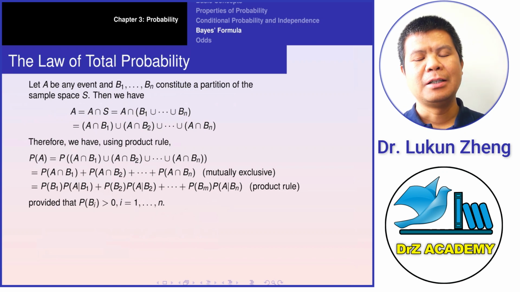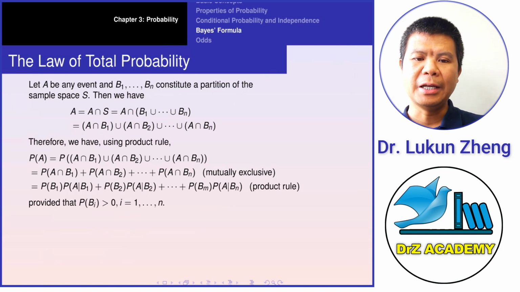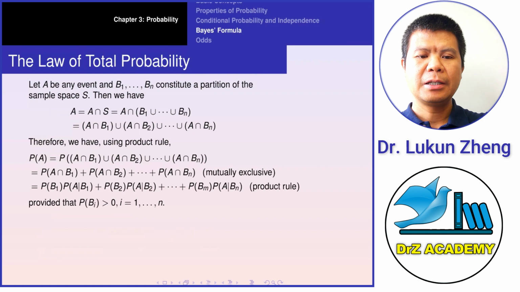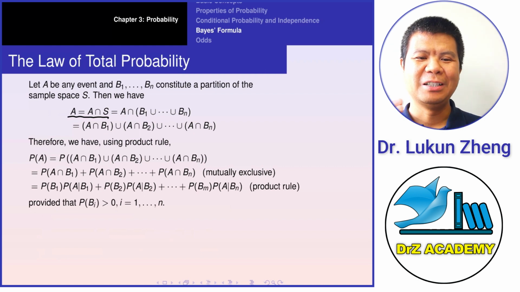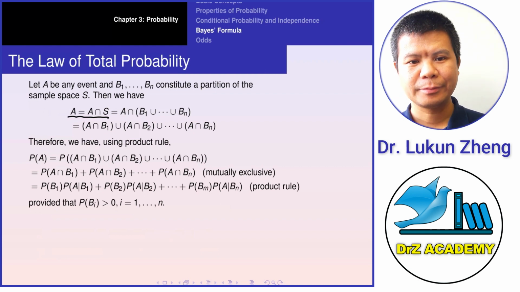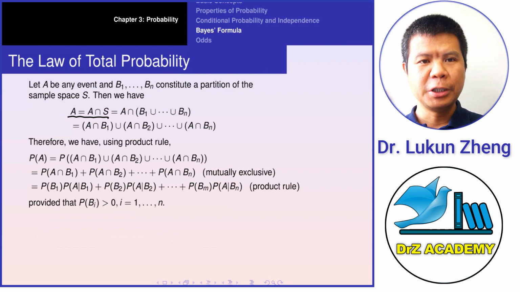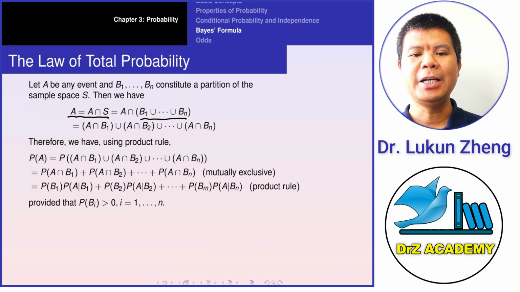Now let's consider this one. Let A be any event and B1, B2, ..., Bn constitute a partition of the sample space. Then A can be written as A intersect the sample space. A is a subset of the sample space, therefore this equation holds. And since B1, B2, ..., Bn constitute a partition of S, the sample space is the union of these events.